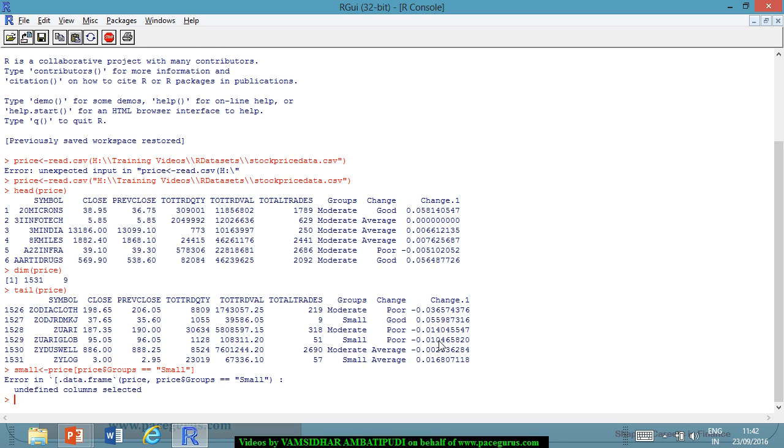Why is it not coming? Undefined column. Price dollar groups.